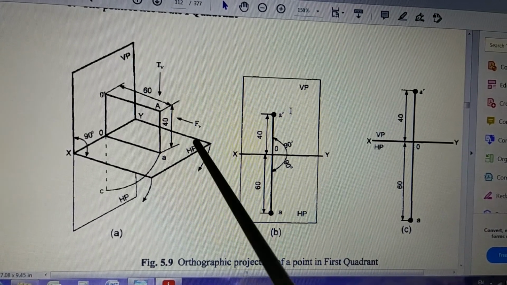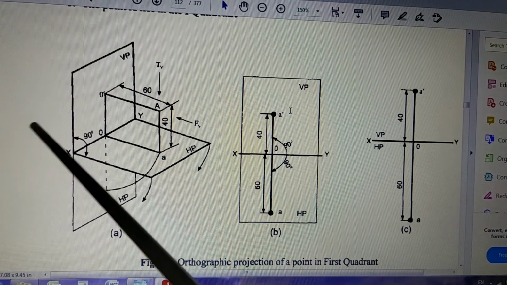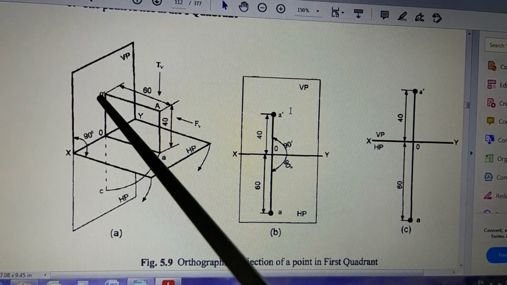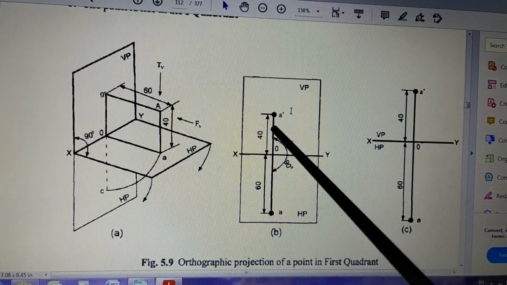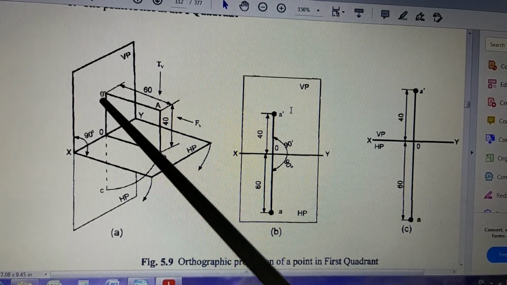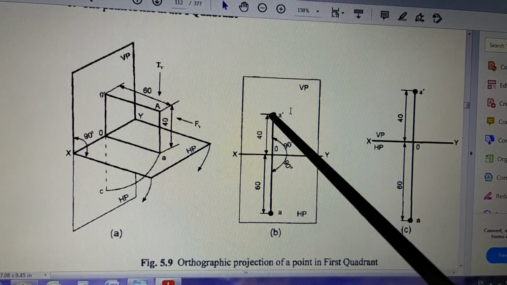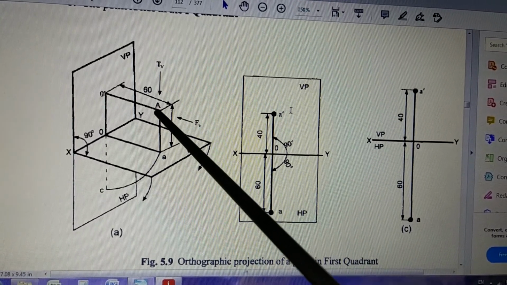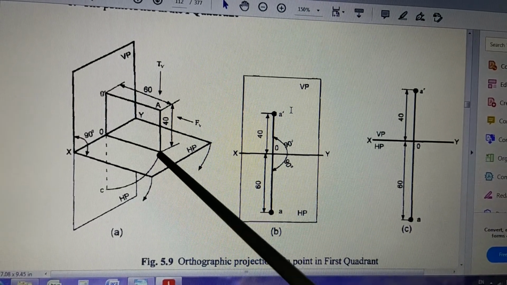Now this point A, when you look in this direction, you will see that the point is at this place. The projection of this point is here, and we call that A dash. This A dash is at a height of 40 above the XY line. So its projection is here. When you see that point from top, that is the top view. So the top view of point A will come here.